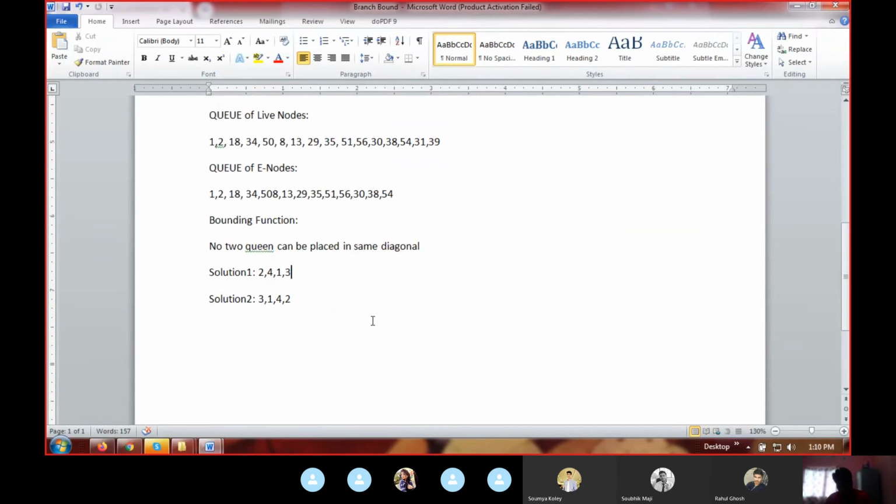Next, 4 queens problem using LIFO backtracking. So 4 queens problem using first in first out, LIFO or DFS based backtracking.